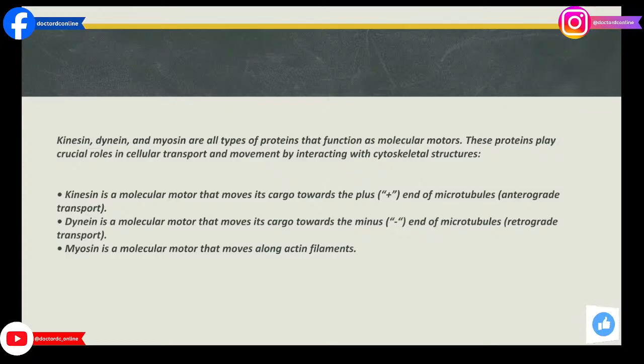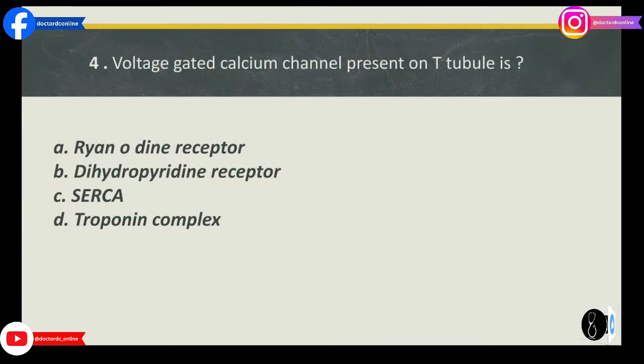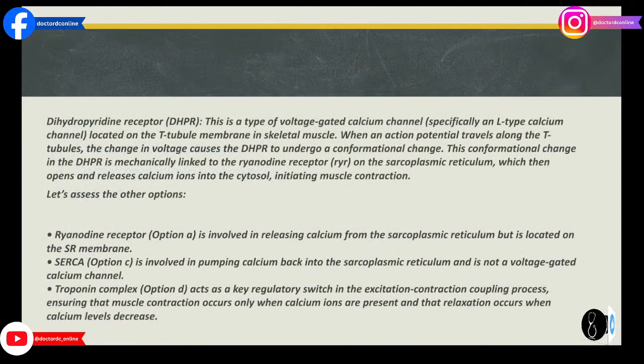In question 18, you're asked to identify the voltage-gated calcium channel on T-tubules. The options are option A, ryanodine receptor, option B, dihydropyridine receptor, option C, SERCA, and option D, troponin complex. The T-tubule channel is the dihydropyridine receptor, which activates ryanodine receptors on the sarcoplasmic reticulum. The correct answer is option B, dihydropyridine receptor.